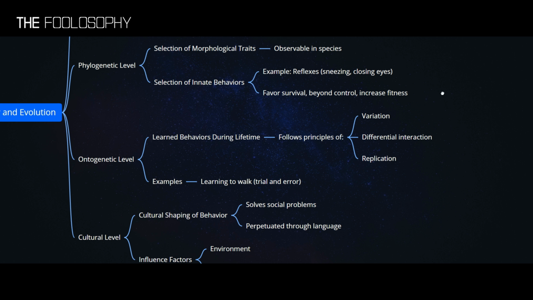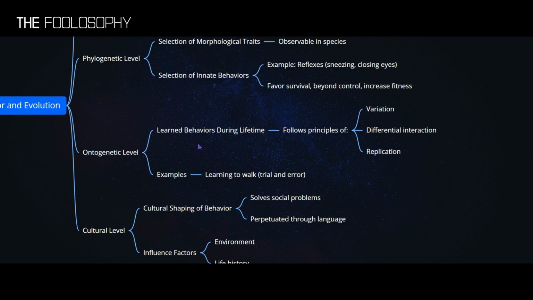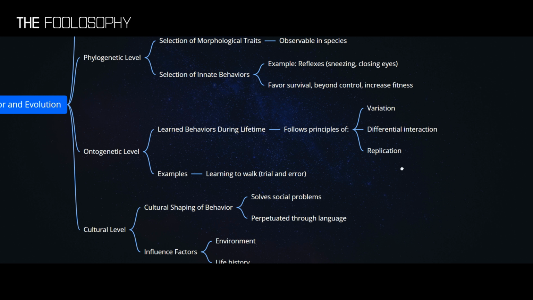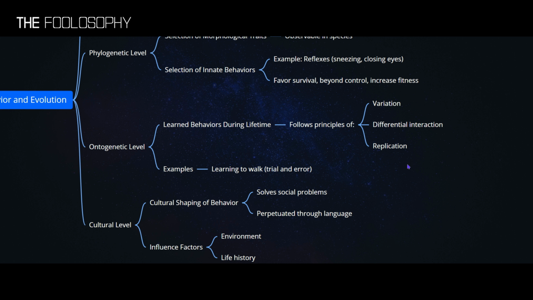Next, we have the ontogenetic level, where selection happens based on behaviors learned during an individual's life. These behaviors follow the same principles of variation, differential interaction, and replication. A reinforced behavior tends to be repeated, while a punished behavior tends to be avoided. Learning to walk, for instance, involves numerous trials and errors until the most efficient method is found.